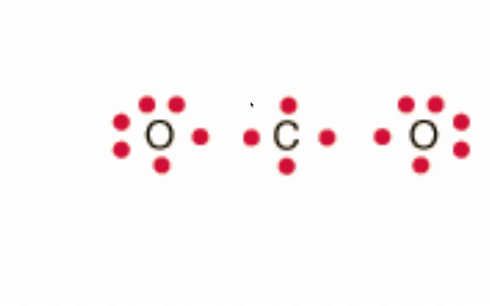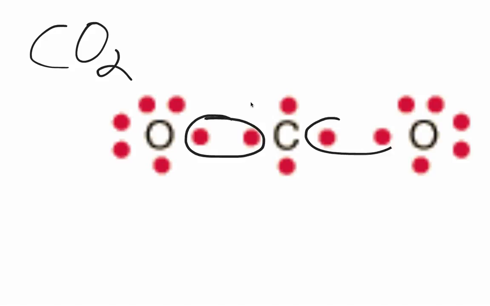Here's some more examples. How do we form CO2? So we looked at carbon monoxide. How does carbon dioxide form? Well, notice we can share a pair here, share a pair here. Now, how do I know carbon's in the middle? Well, carbon, because it has 4 valence electrons, is often in the middle. That is the easiest way for carbon to bond.